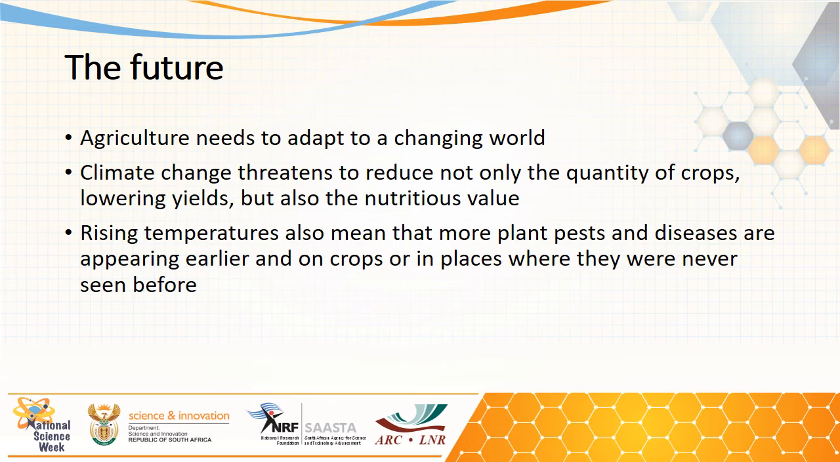Agriculture, and therefore crop protection, needs to adapt and evolve to a changing world. Climate change threatens to reduce not only the quantity of crops, lowering yields, but also the nutritional value of these crops. Rising temperatures also mean that more plant pests and diseases are appearing earlier and on crops or in places where they've never been seen before.